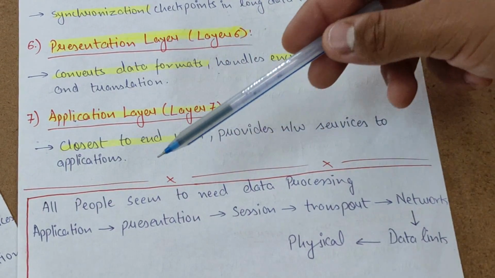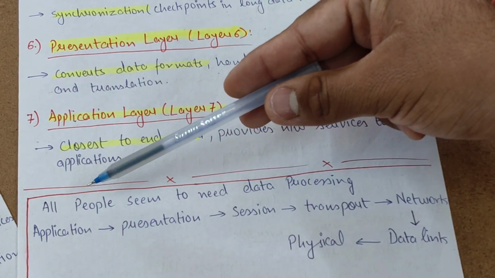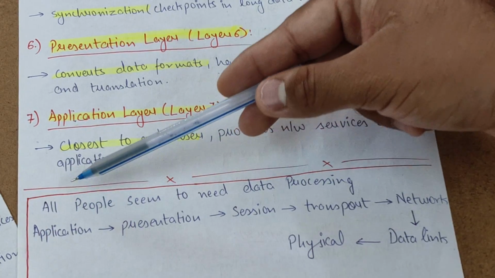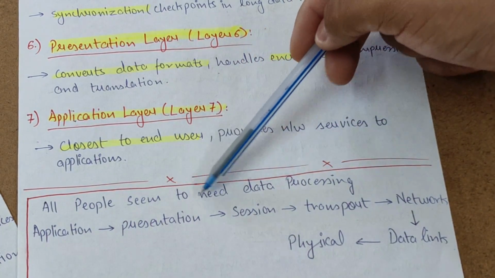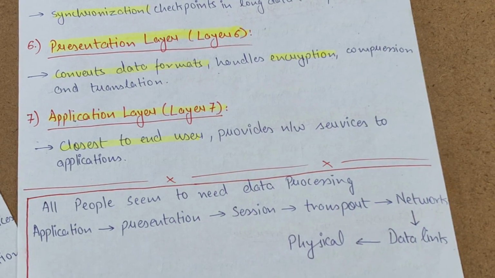I'll tell you about a sentence. Remember this. It will help you in remembering all the 7 layers in the correct order. The simple sentence is: all people seem to need data processing.